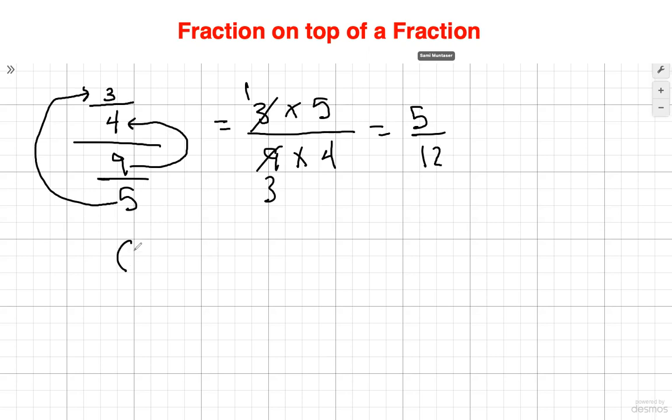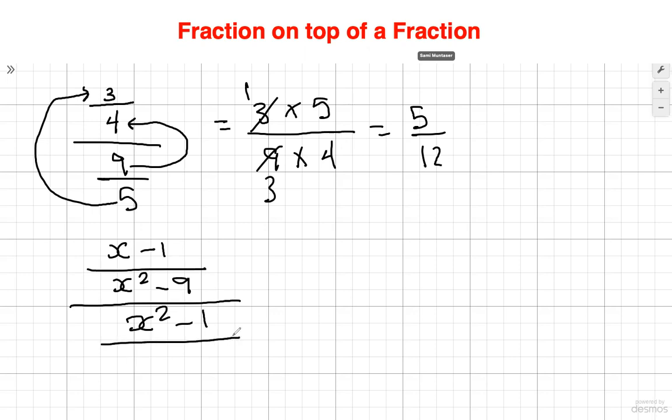How about if we have x minus 1 over x squared minus 9 over x squared minus 1 over x plus 3.